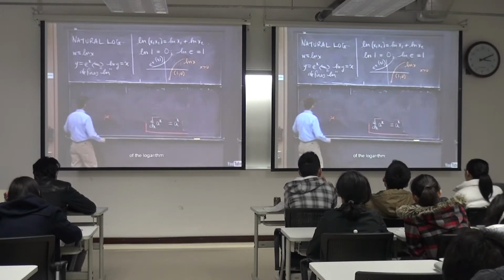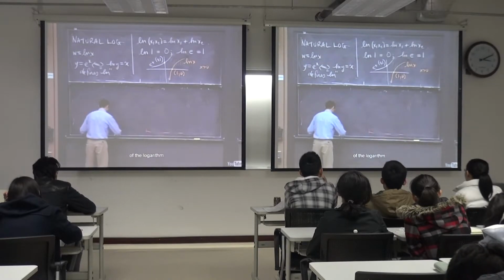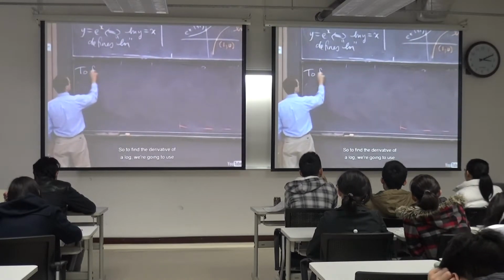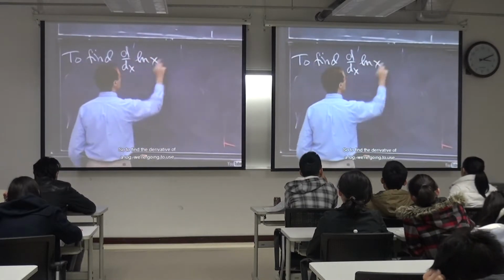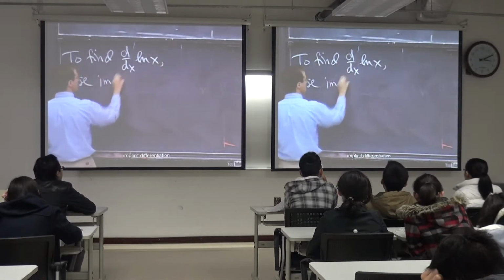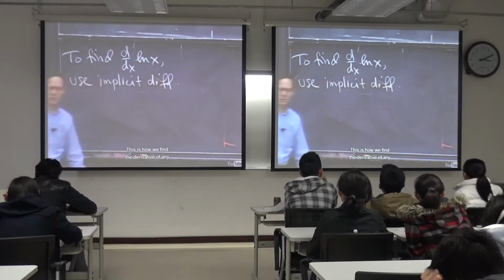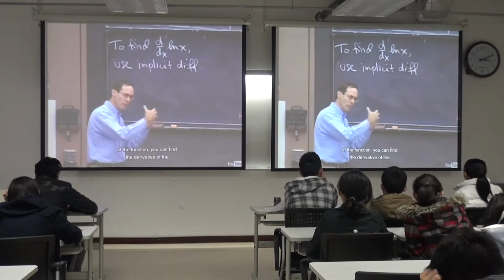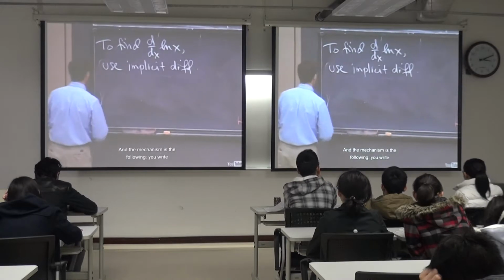Now, what we're allowed to do relatively easily, because we have the tools to do it, is to compute the derivative of the logarithm. So to find the derivative of the log, we're going to use implicit differentiation. This is how we find the derivative of any inverse function. So remember, the way that works is if you know the derivative of the function, you can find the derivative of the inverse function. And the mechanism is the following.